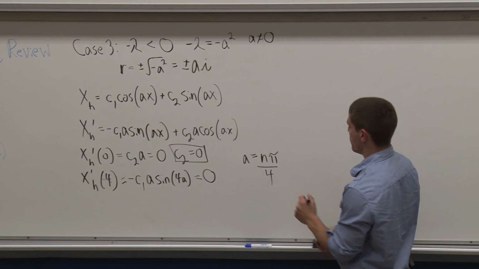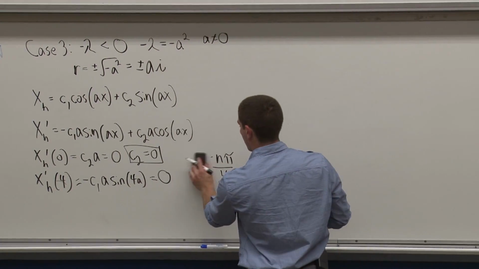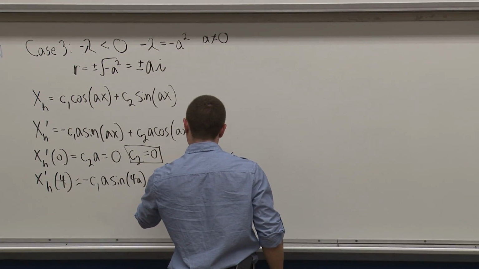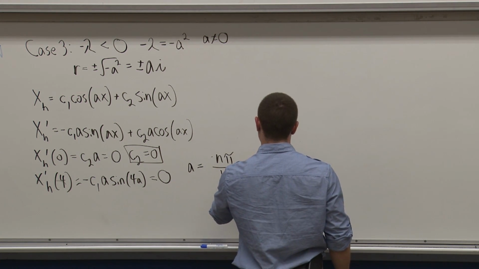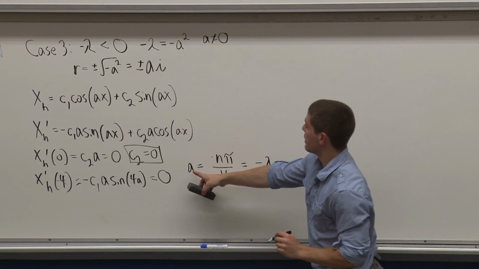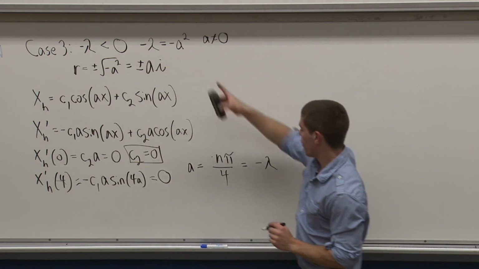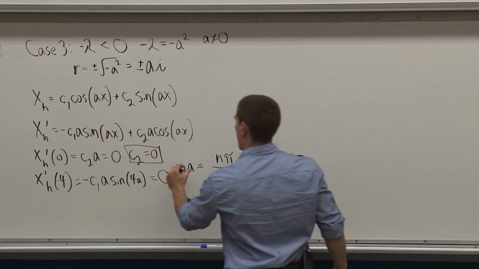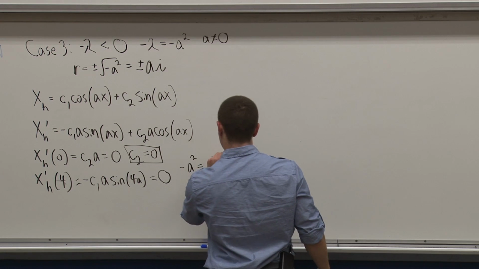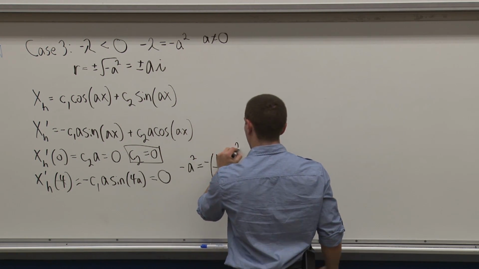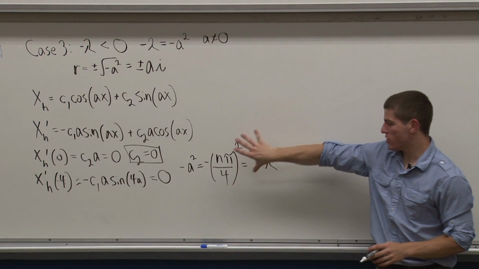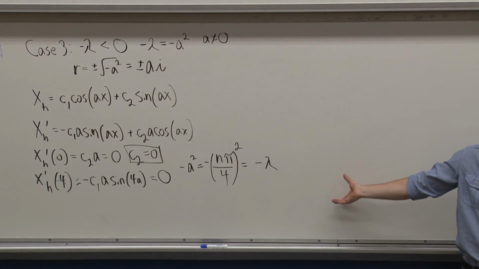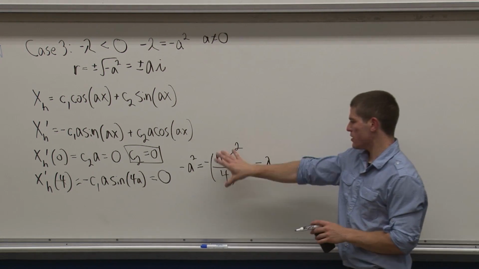Okay, so if that's the case, I'm going to do a little magic trick. Watch this. So a equals that. So I'm going to write equals negative lambda. So we have that negative a squared equals negative lambda. Watch this. Negative squared. Wow, right? It's crazy. So that equals the same thing. So now this whole thing works out. Does that make sense to everybody? Okay, cool.